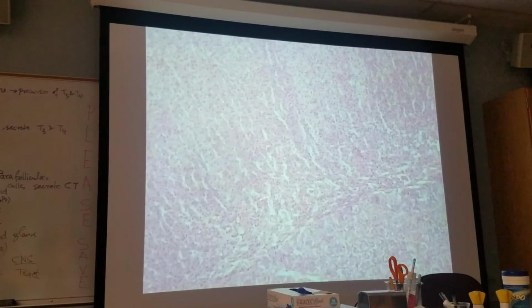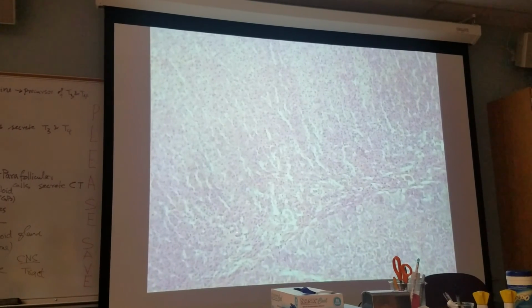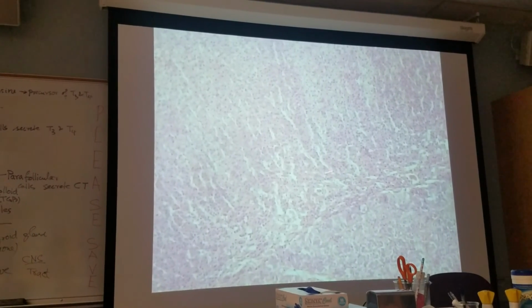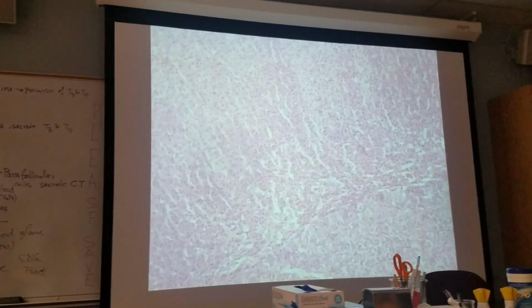Now, this is zona reticularis, and the cells of zona reticularis secrete hormones that are called gonadocorticoids.